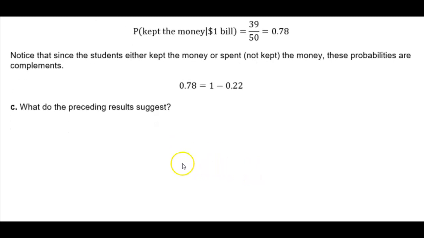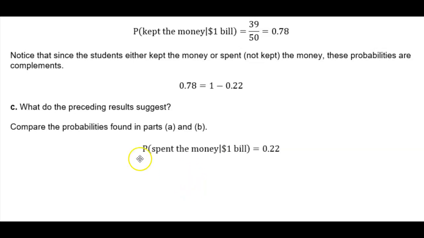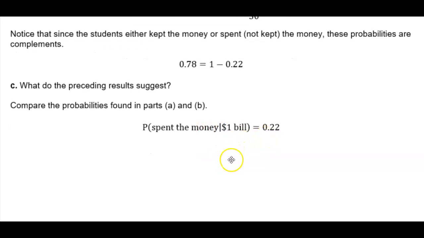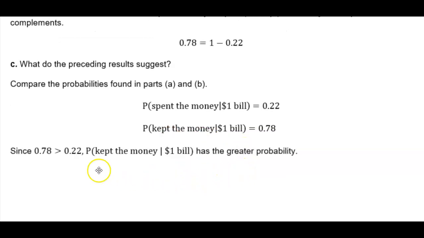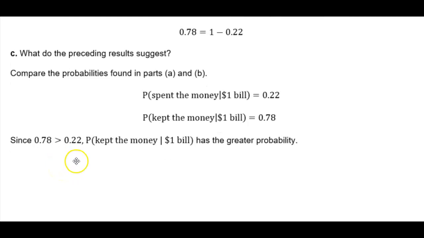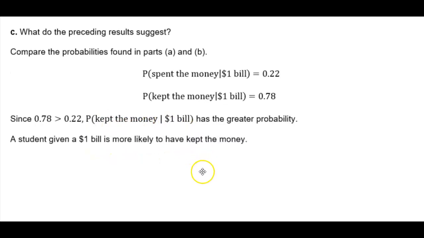Now what do the preceding results suggest? We're going to compare the probabilities found in parts A and B. The probability that students spend the money given a dollar bill is equal to 0.22. The probability that the student kept the money given a dollar bill is 0.78. Since 0.78 is greater than 0.22, we could say that the probability that the students kept the money given a dollar bill has a greater probability. So therefore, we would say that a student given a dollar bill is more likely to have kept the money.